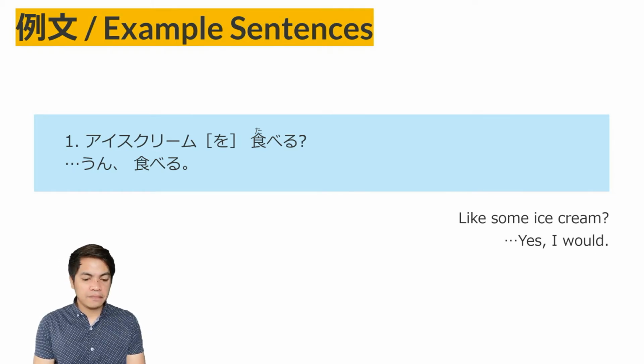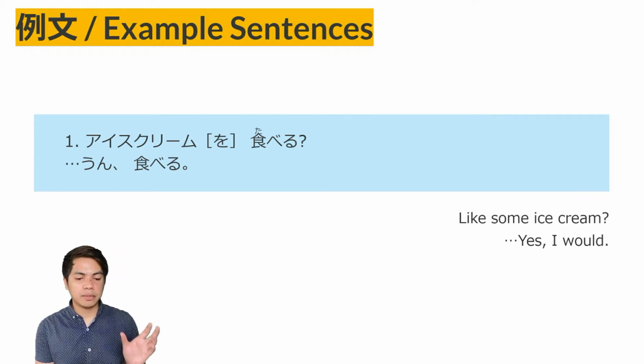Taberu. So if you notice, the particle o is inside the bracket, so this means that you can omit or remove the particle o. So as I explained already on my grammar explanation video, the omission of particles, so the relationship between ice cream and the verb taberu is obvious. So you can remove the particle o when using the plain style. So ice cream taberu.